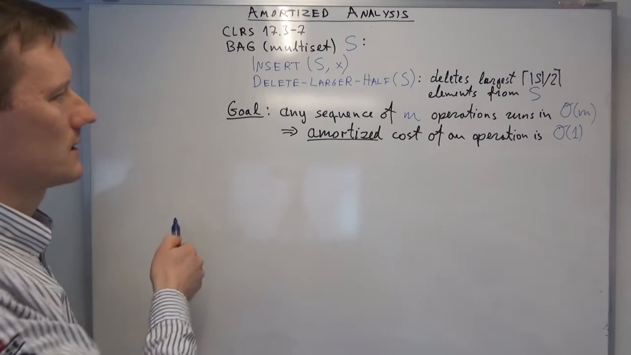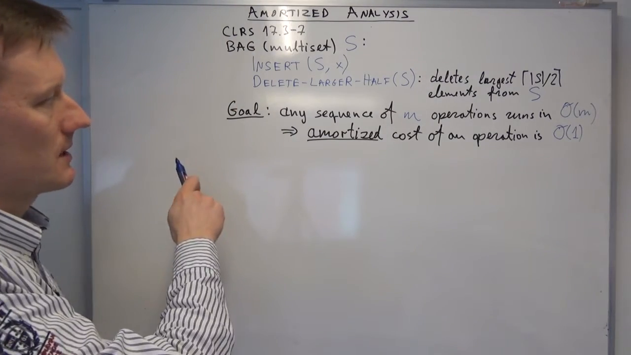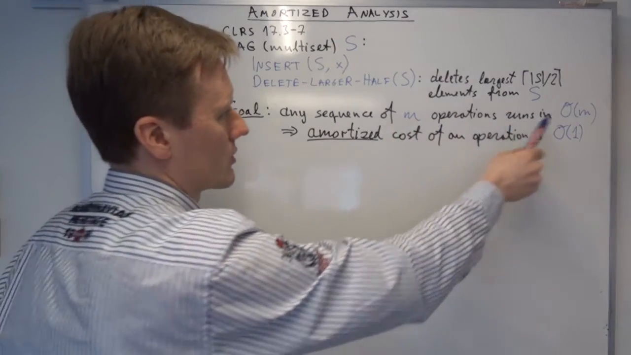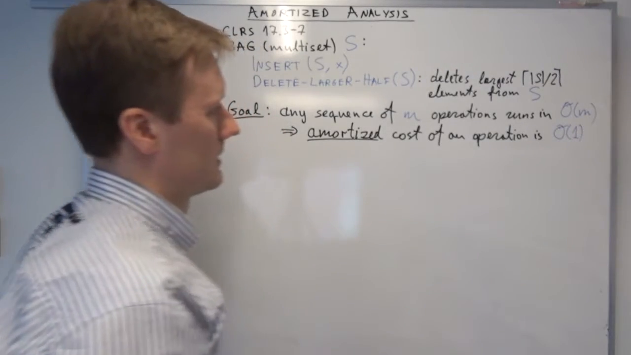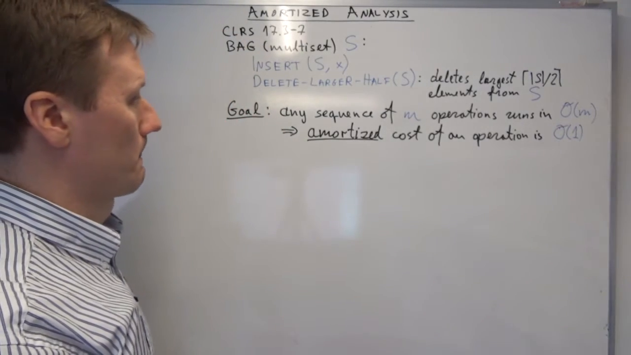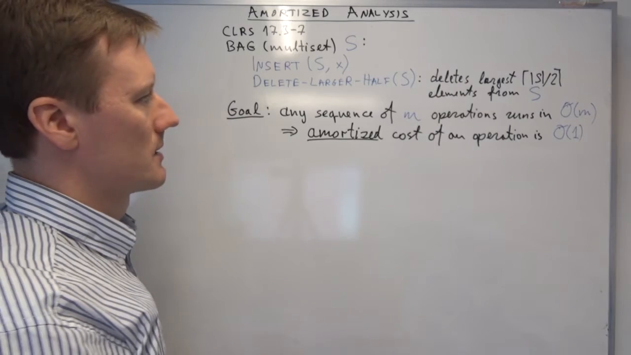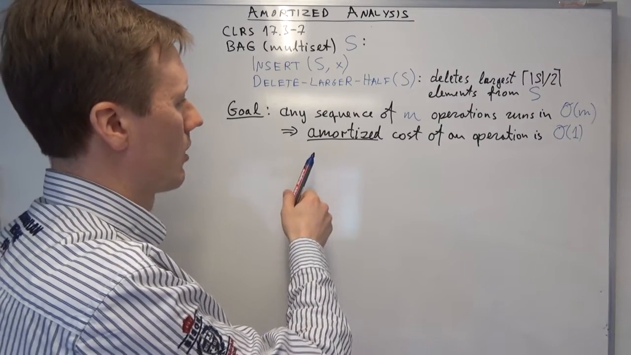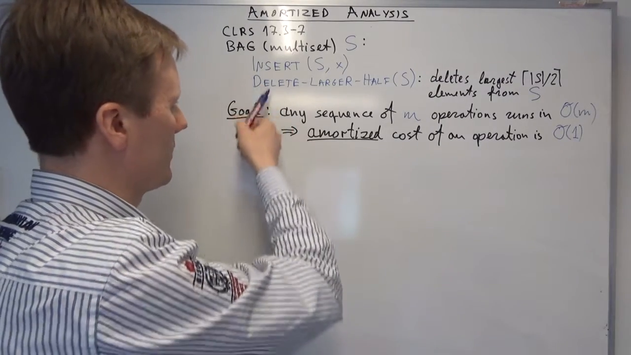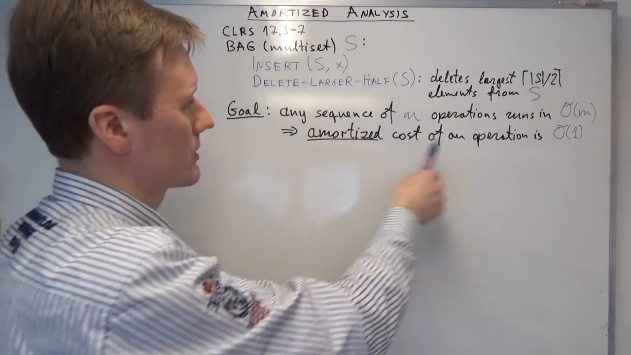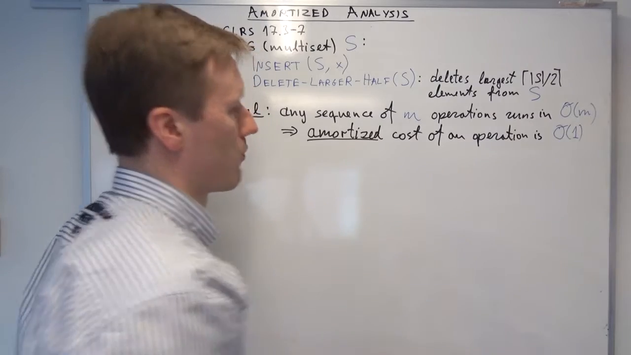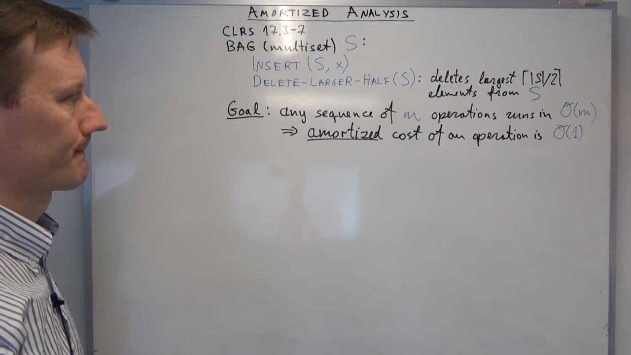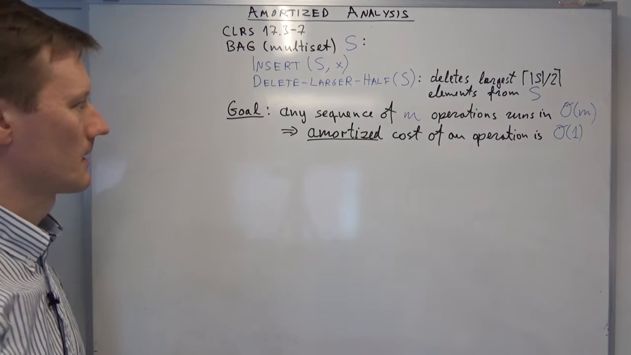So the goal is to implement this data structure so that any sequence of M operations runs in big O of M time, worst case. In other words, what we want is that the amortized cost of any of these operations is big O of 1, constant. So how do we do that?